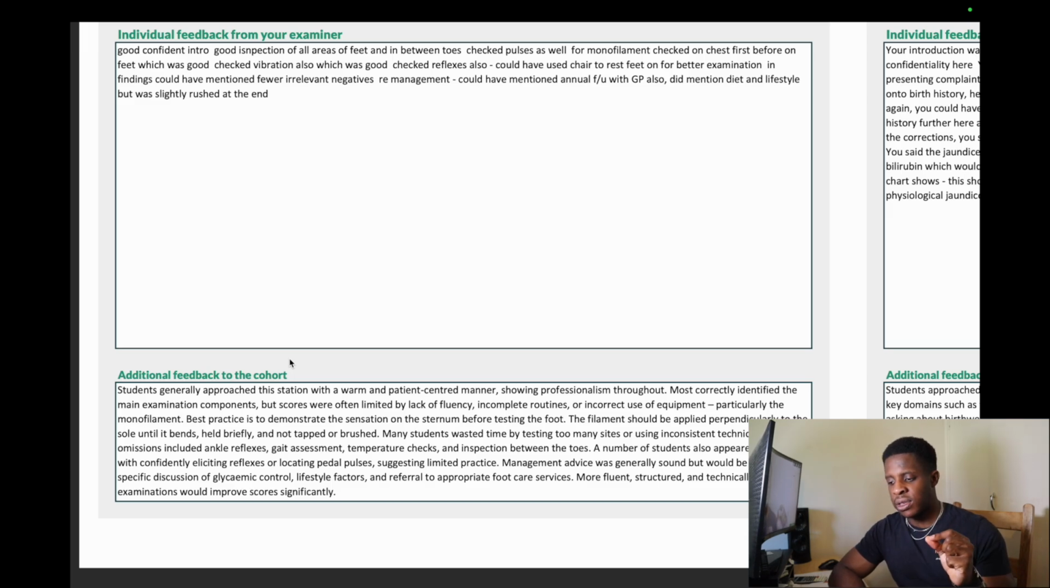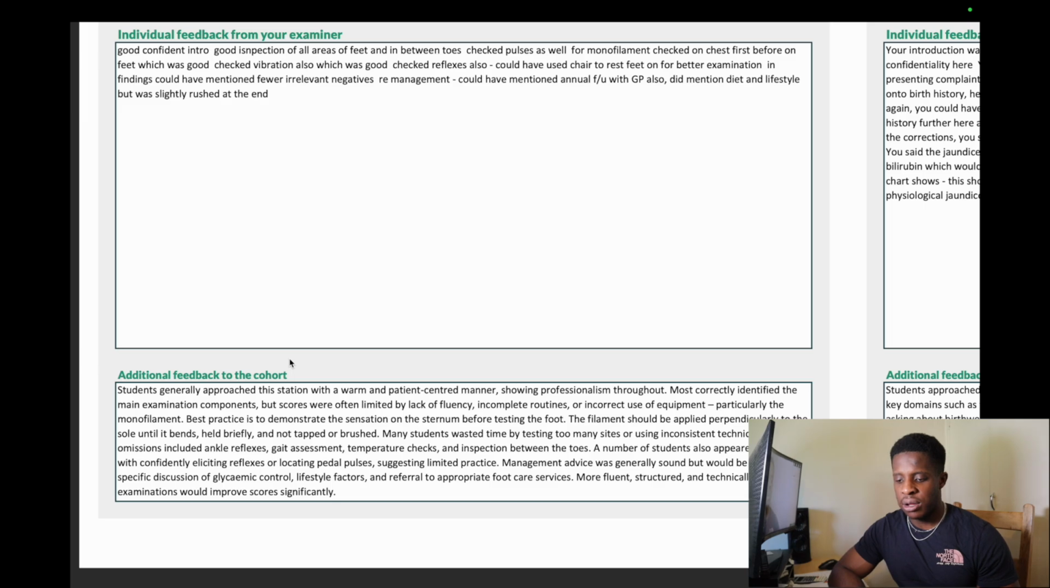Yeah, so when you're testing with the filament, make sure to watch the videos online from Geeky Medics showing you how to do a diabetic foot exam. You'll also see it in a lower limb neuro exam as well. So the filament should bend, be held briefly, but don't tap it or brush it when you're testing things like sensation. Many students waste their time by testing too many sites or using inconsistent technique.